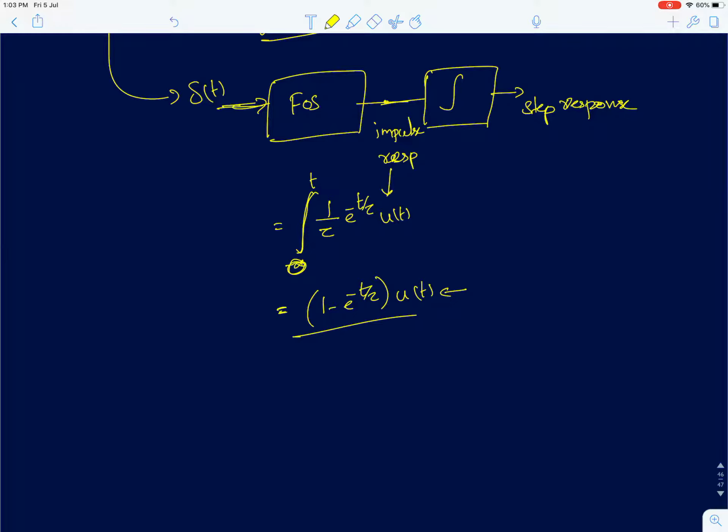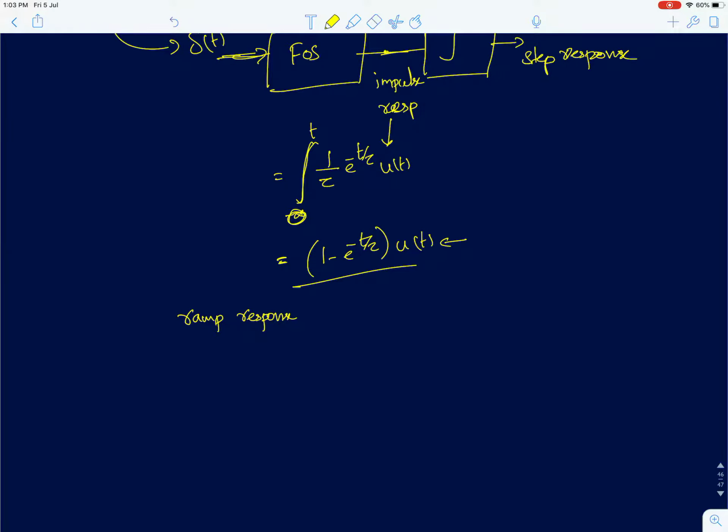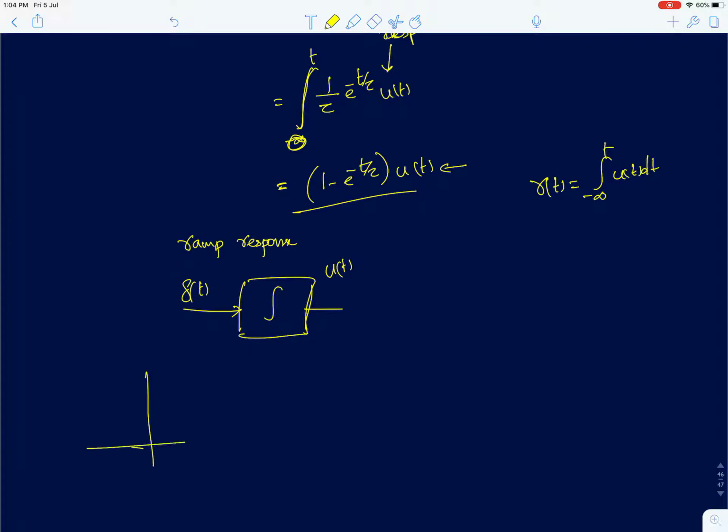Okay. Now next thing is to obtain the ramp response. Now to derive the ramp response, again I can first feed an impulse through an integrator. I'd get a step function. Now you should notice that the ramp function r of t is actually an integral of the step function, right? So when I have a function, let me just draw it here.